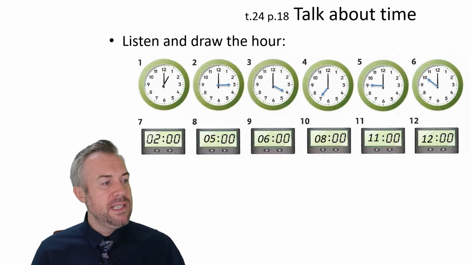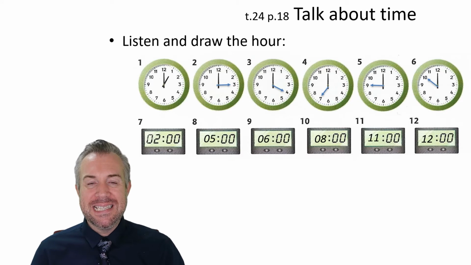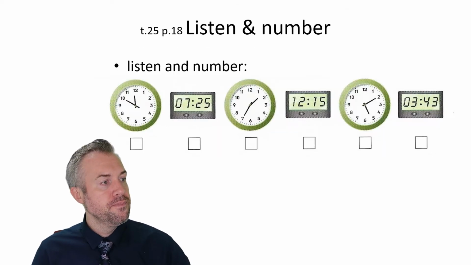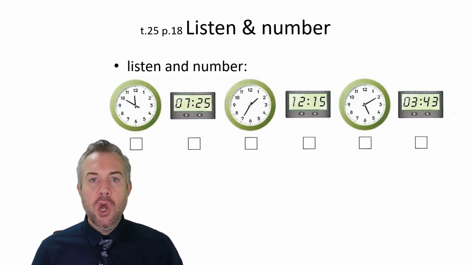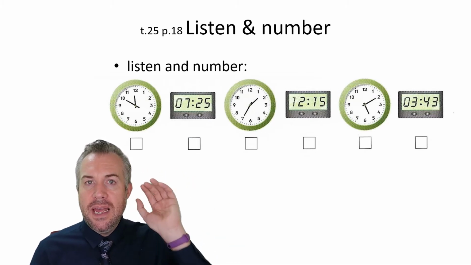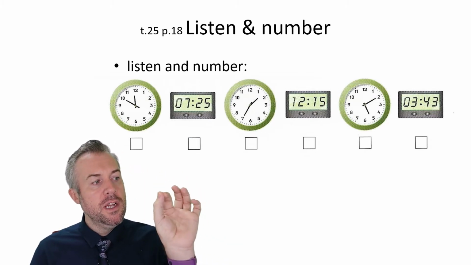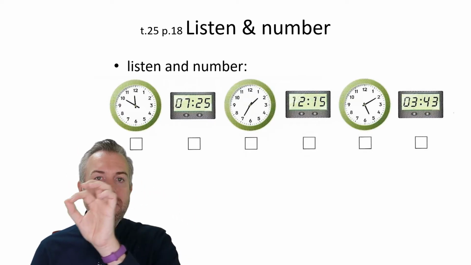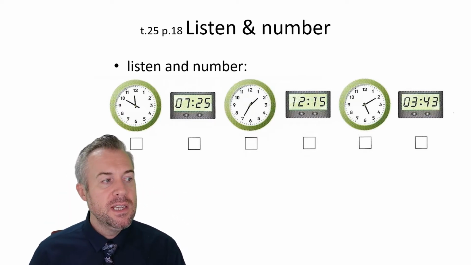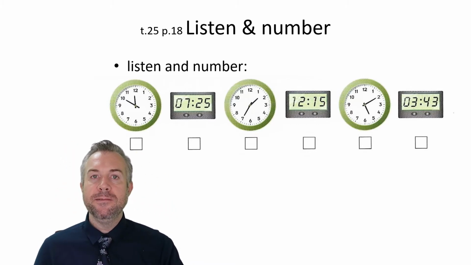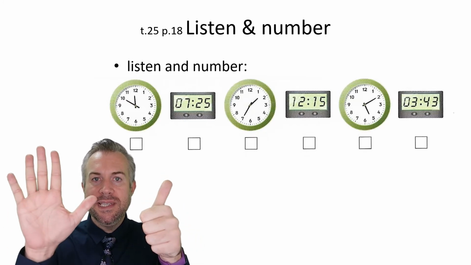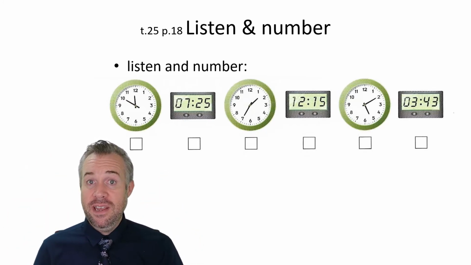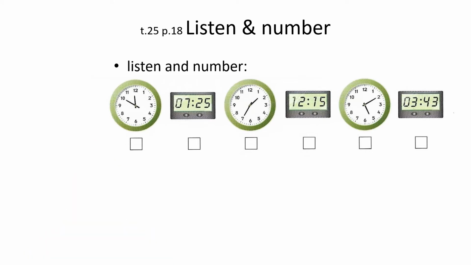Next, we have another activity where we will be looking at minutes and hours. In the middle of the page, we are listening to the time and writing the number 1, 2, 3, 4, 5, or 6. So as you can see, there are 6 clocks. Your job is to number them from 1 through to 6. Are you ready? Let's listen. Track 25, Module 3.4.